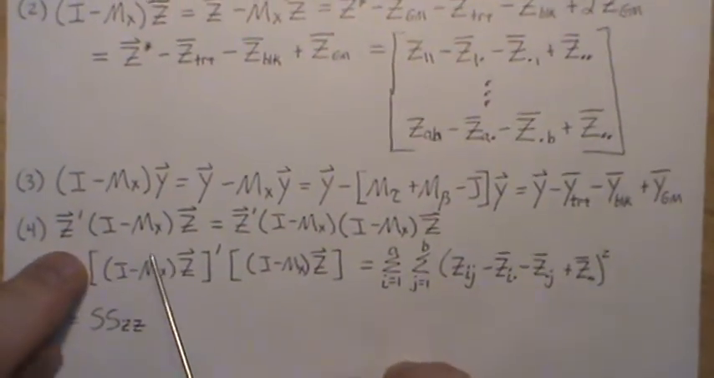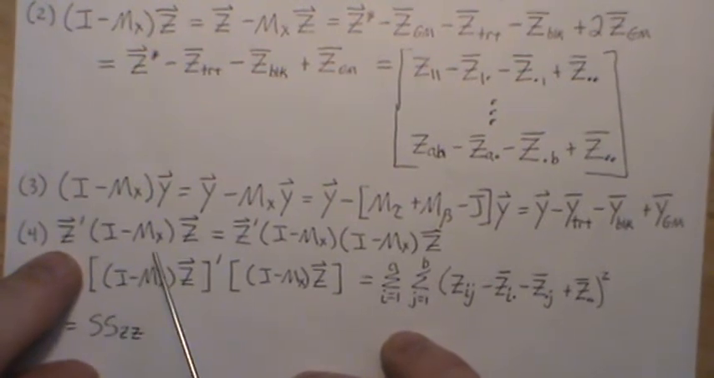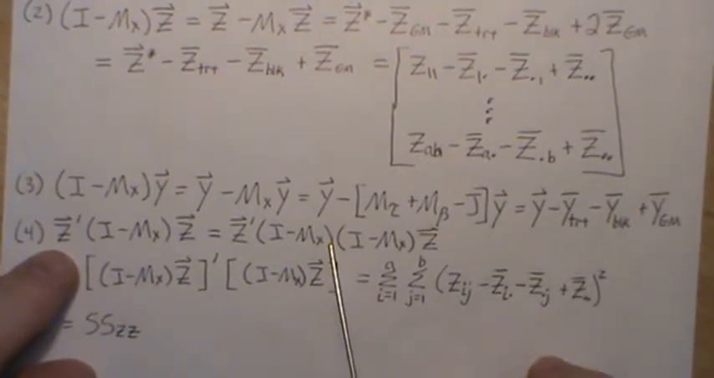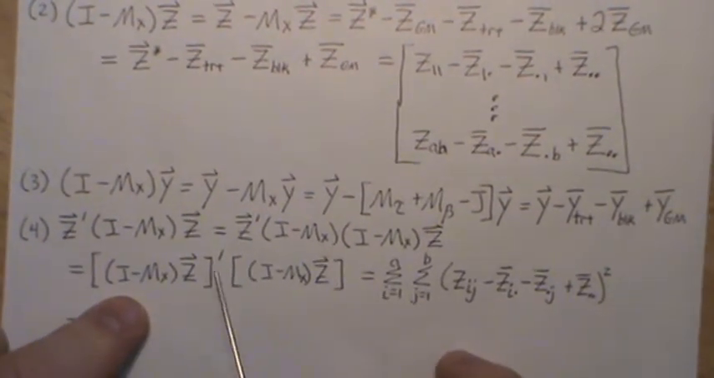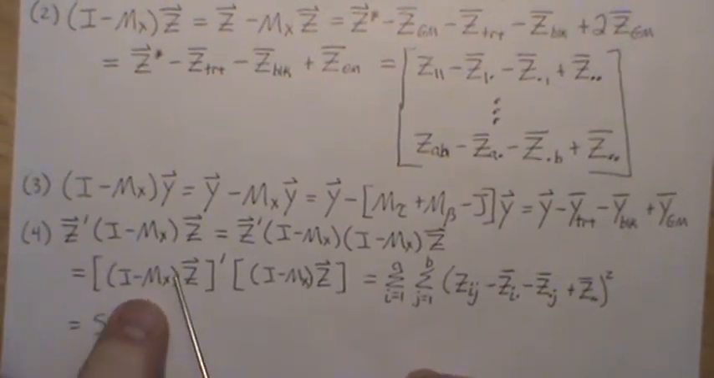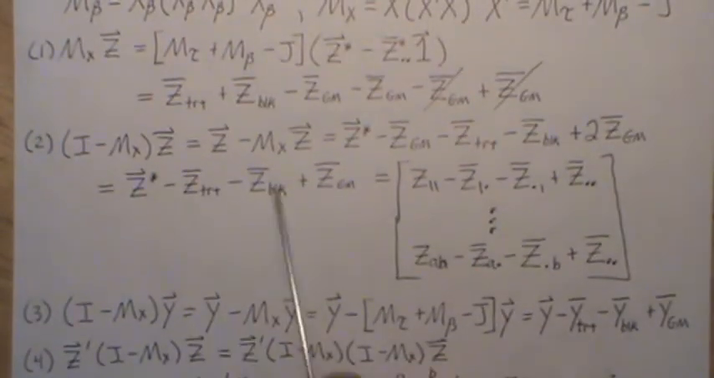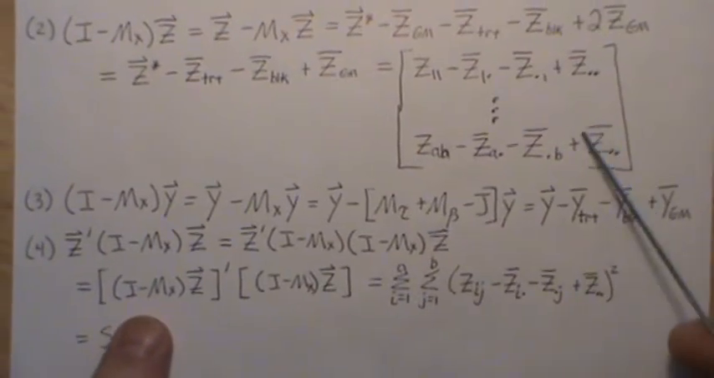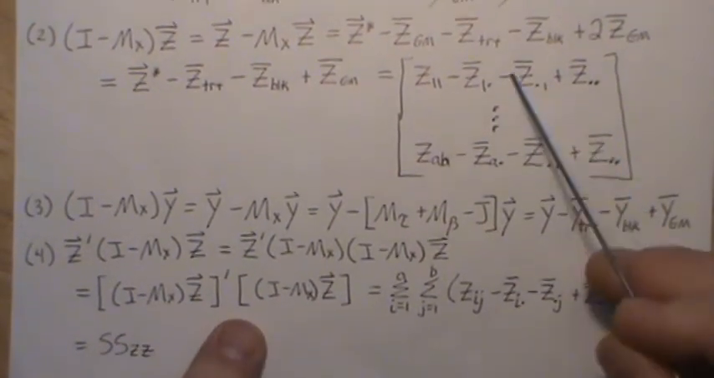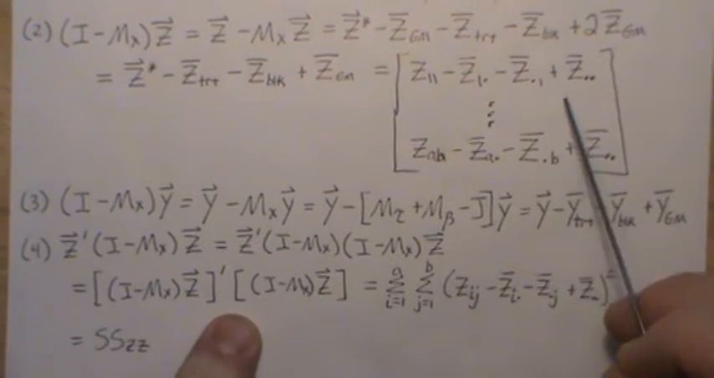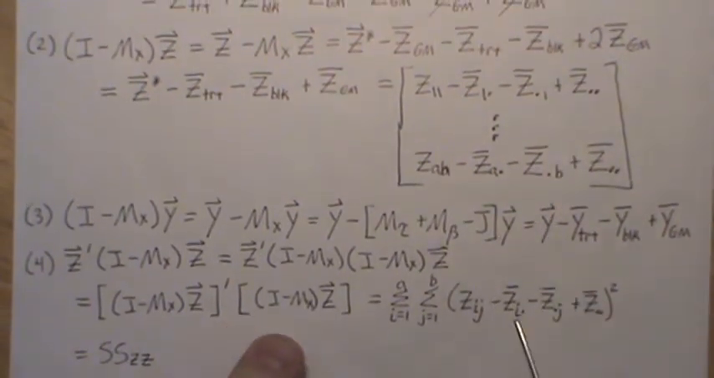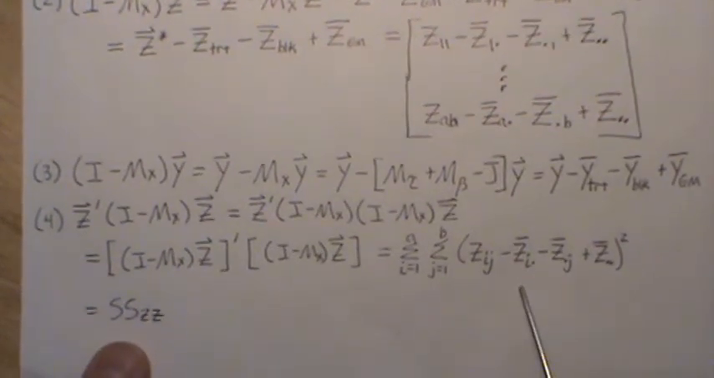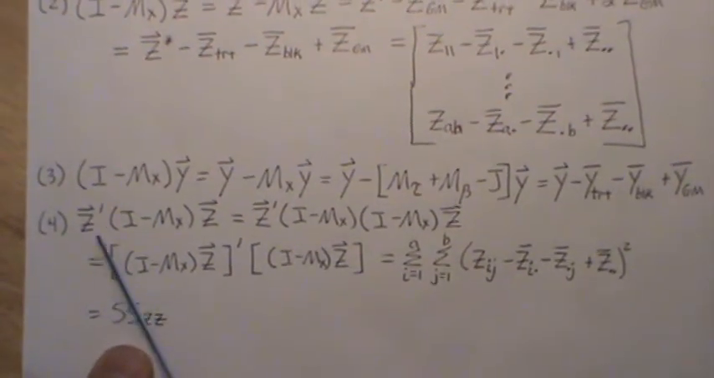Now, z transpose I minus mxz, this is idempotent, so we can take it times itself, but then we untranspose this, and then we just derived what these equal up here. But this is a vector product, so it's actually this times itself plus each component times itself, which is this. And we generically call that SSZZ, right? ZZ.